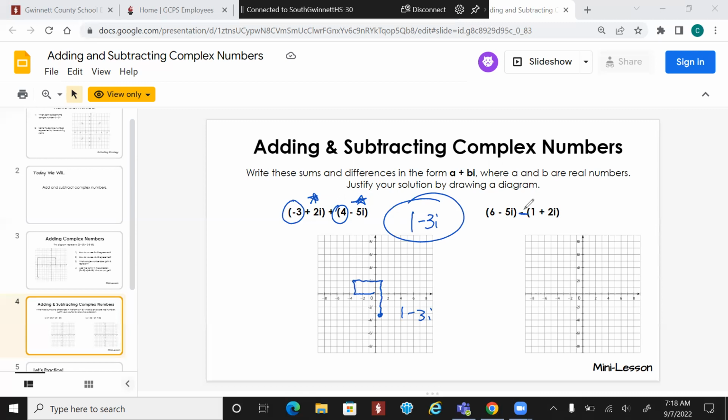Okay, now on the next one, there's a subtraction sign in between. So the first thing I would do is I would distribute that negative. So this is going to give me 6 minus 5i minus 1 minus 2i. And then I'm going to repeat the same process as what I did on the last one.